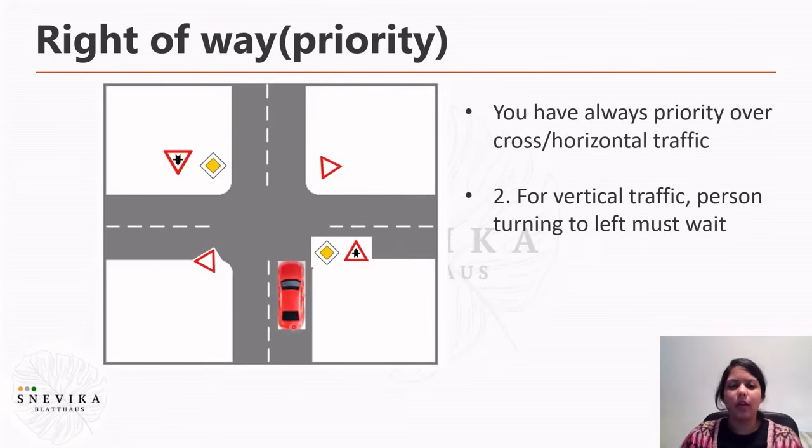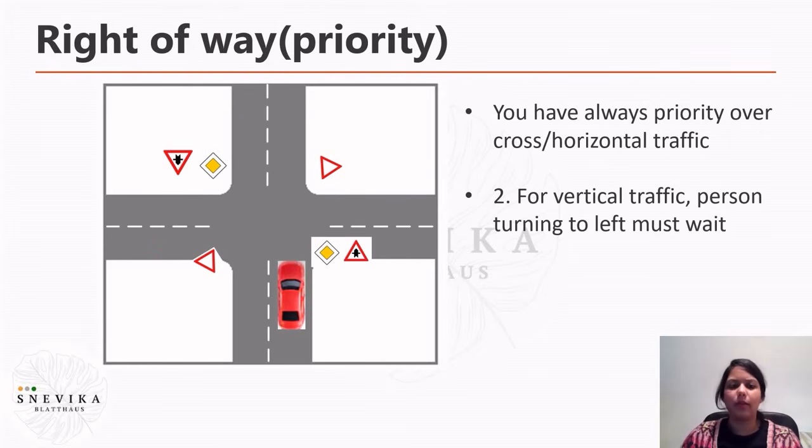In this scenario, if your car is here, then you will be having one of these signs. Who has the priority? You have the priority over the cars standing on these two roads. So let's take an example. If there is a car here or if there is a car here, then of course you have the priority and you go. If you have this, then also you always have the priority over the horizontal traffic.